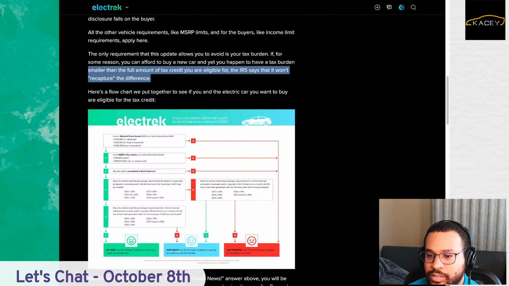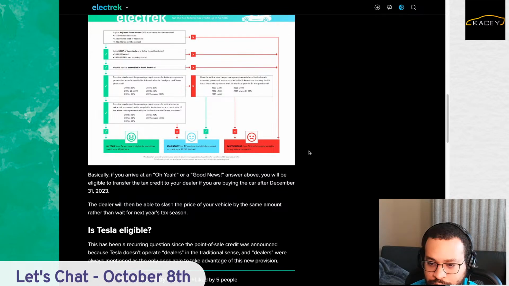Here's a flowchart we put together to see if you and the electric vehicle you want to buy are eligible for the credit. Basically, you have an "oh yeah" or "good news" answer above. You'll be able to transfer the credit to your dealer if you're buying the car after December 31st of 2023. The dealer will then be able to slash the price of your vehicle by the amount rather than wait for next year's tax season. Is Tesla eligible? This has been a recurring question since the point of sale credit was announced because Tesla doesn't operate dealers in the traditional sense, and dealers were always mentioned as the only ones able to take advantage of this new provision.